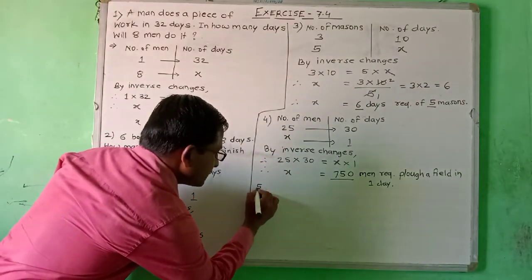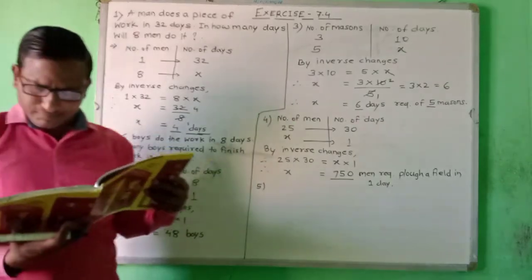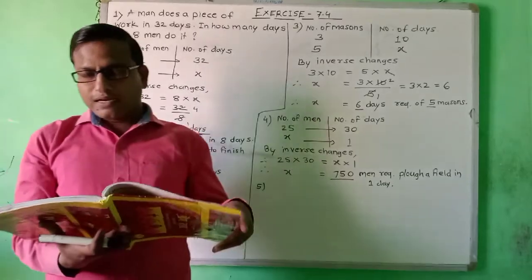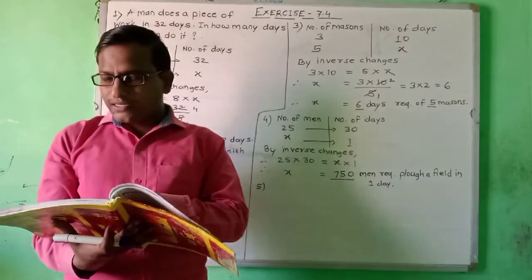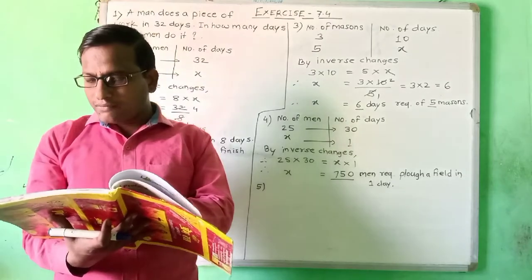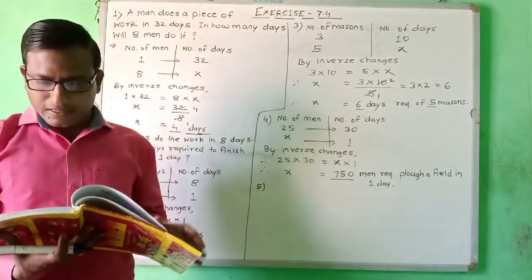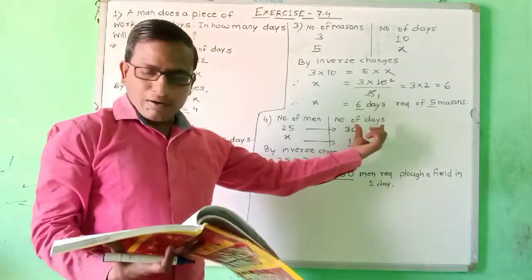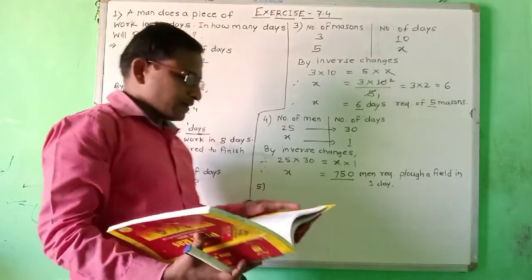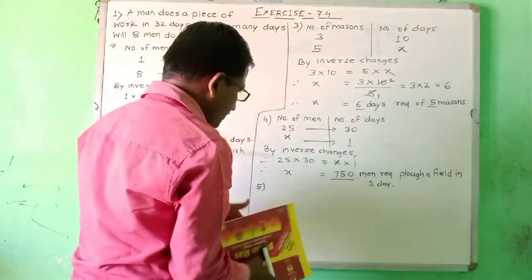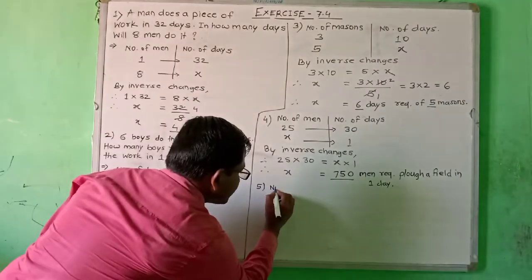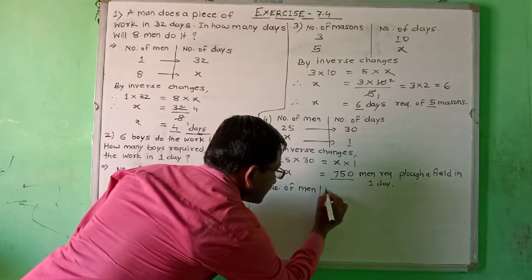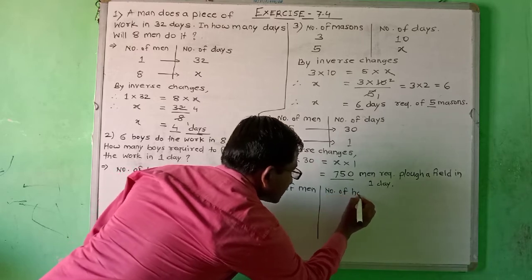Next example, fifth one. 7 men plough a garden in 12 hours. In how many hours will 6 men plough it? Same question. Here number of men is given, and hours is given. So write here number of hours. So again the same process follows here. Number of men, and then number of hours.